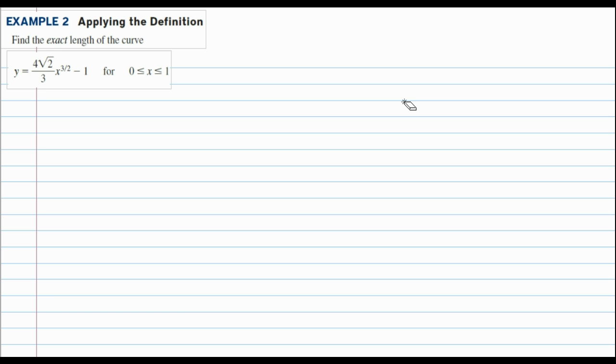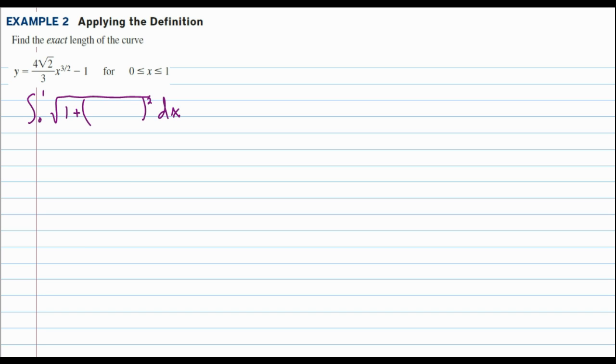But let's start to set up the integral. So I'm going to be taking the antiderivative from 0 to 1. So I'm adding up all these little teeny tiny straight segments to get the length of the curved segment. And those segments are going to stretch from 0 to 1. Then the formula says I need the square root of 1 plus the derivative squared dx.